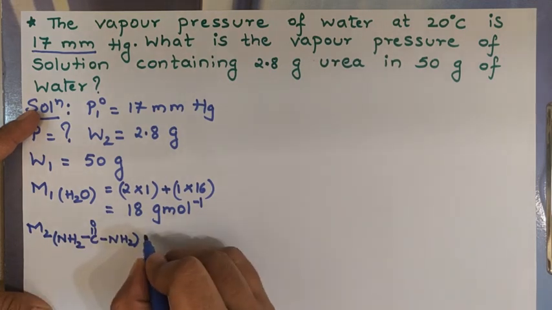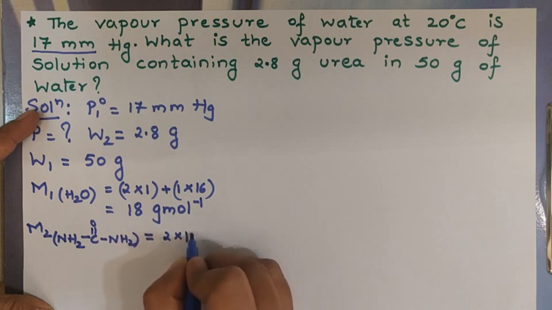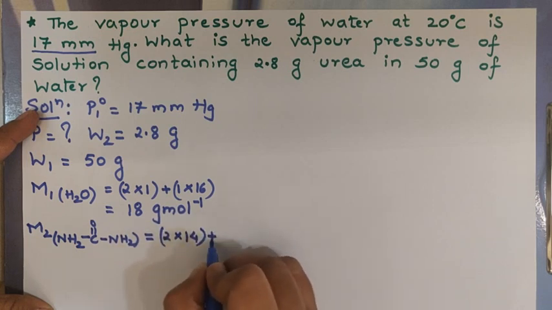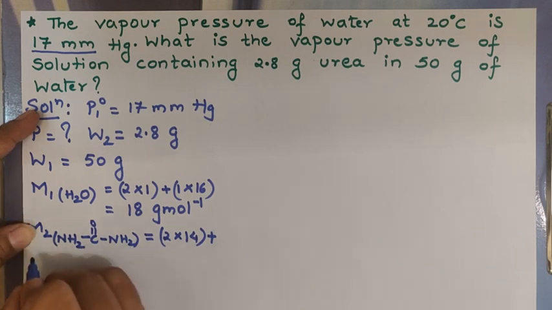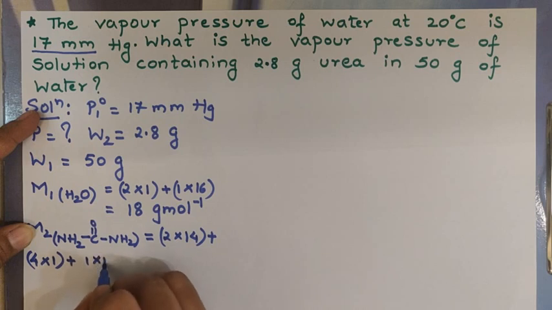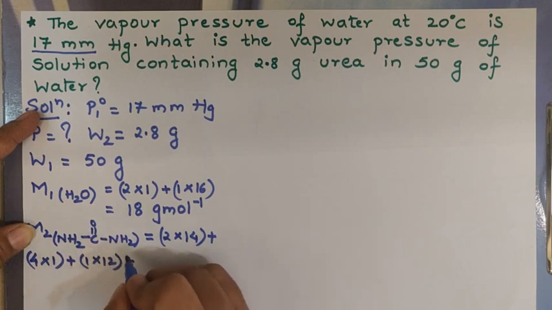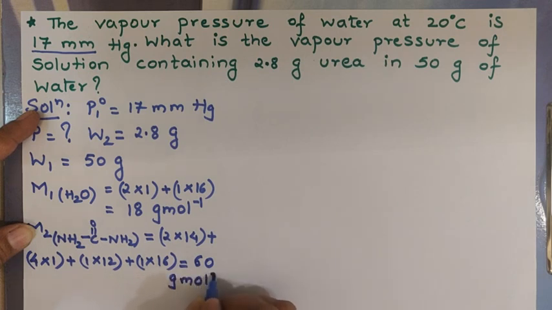Even that's fine. So the molar mass will be equal to the number of nitrogen atoms, which is 2, so 2 multiplied by 14 plus. Now have a look at the number of hydrogen atoms, 2 plus 2, that's 4 multiplied by the atomic mass 1, plus number of carbons is 1 multiplied by the atomic mass 12, and number of oxygen atoms is also 1 multiplied by 16. So this gives us the value of 60 and the units, as I told you, are gram mole inverse.